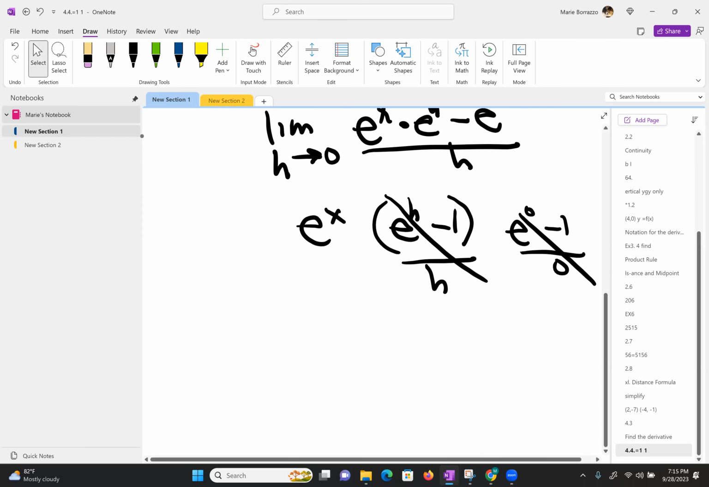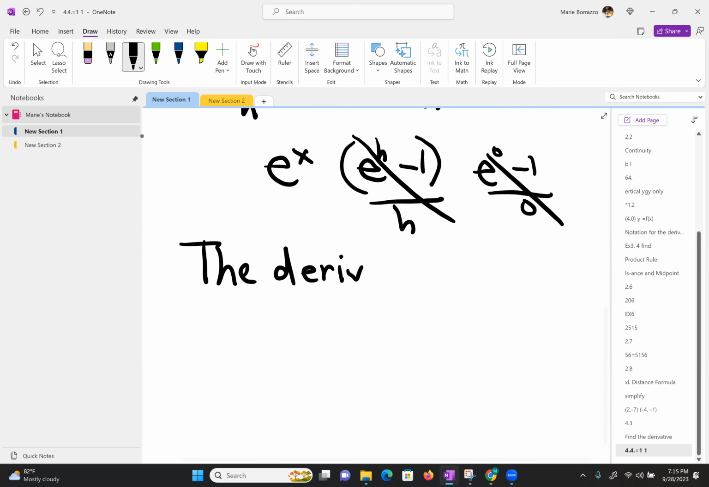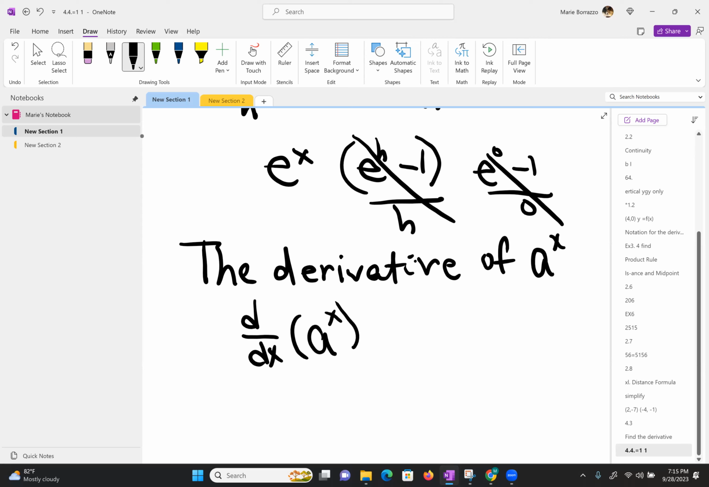If I show you a different kind of derivative, but almost similar, is this one. If I have the derivative of a function, and let's call this a to the x. So if this function is a to the x, that derivative, so the d over dx of a to the x, is equivalent to the natural log of a times a to the x.